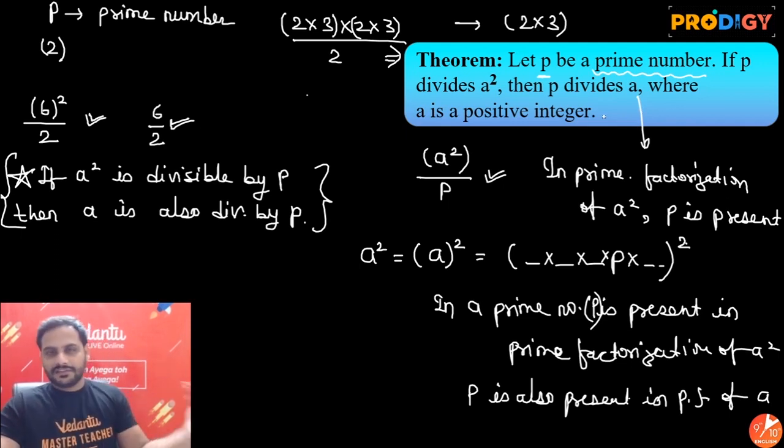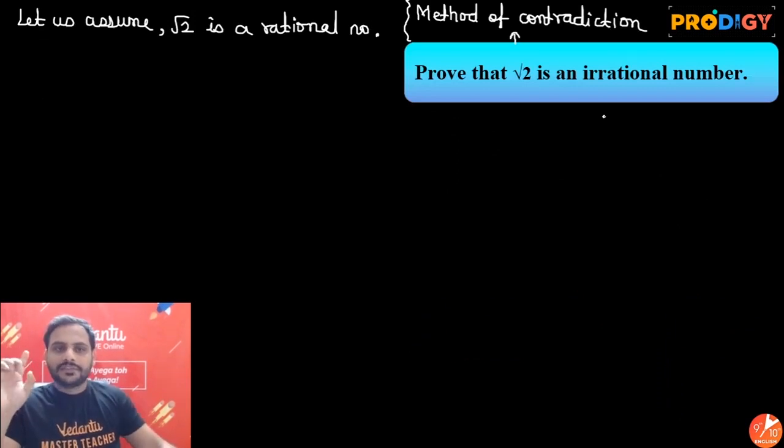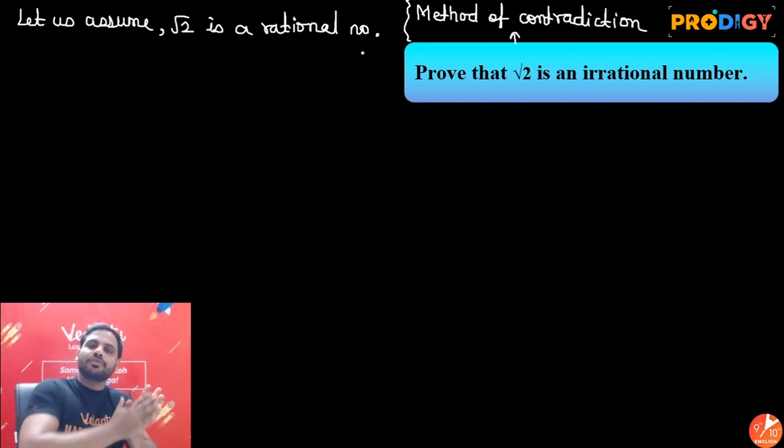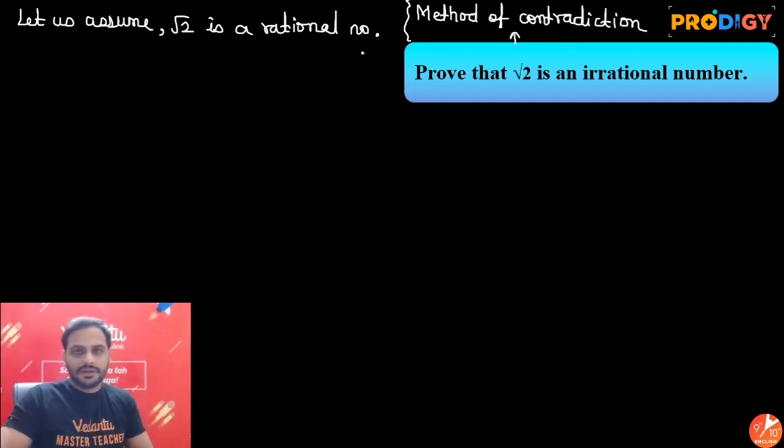Okay, A is a natural number, prime factorization we are talking about. Okay, so I am saying that since I have assumed root 2 is a rational number, now it has to follow all the properties which are followed by a rational number.